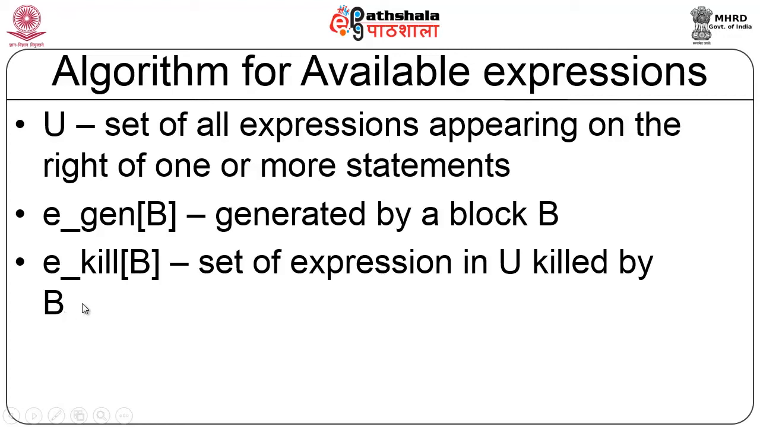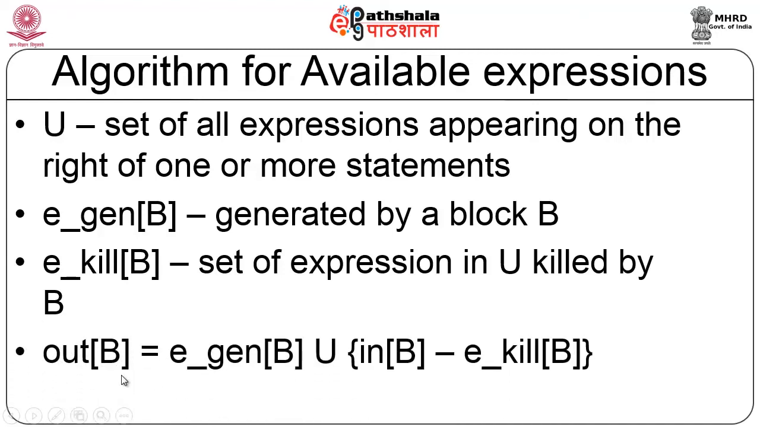So, E kill of B means what we have used in the earlier procedure. For that I have to compute for every block like that. After this particular block, what is available should be computed as: out of B will be E gen of B union in of B minus E kill of B. This is the same thing only. I have simply replaced gen with E gen and kill with E kill.